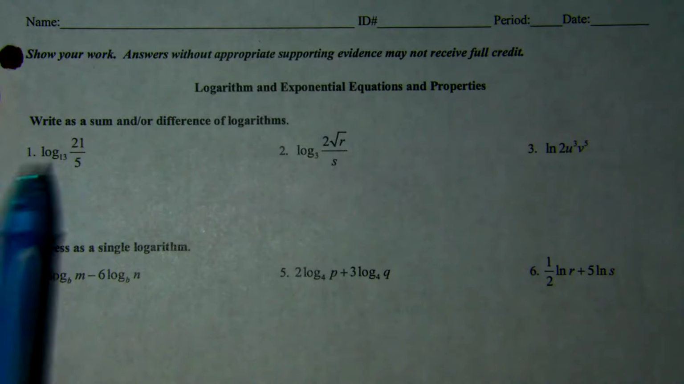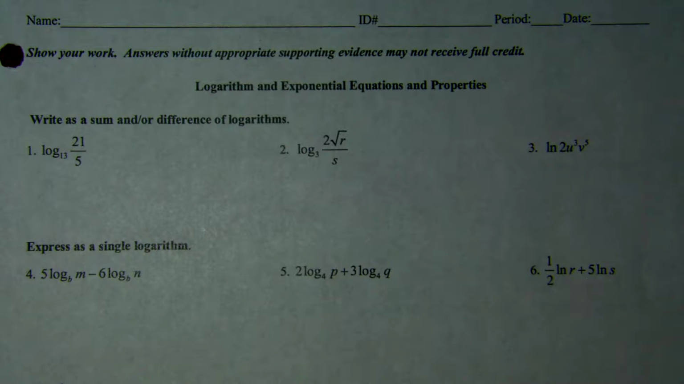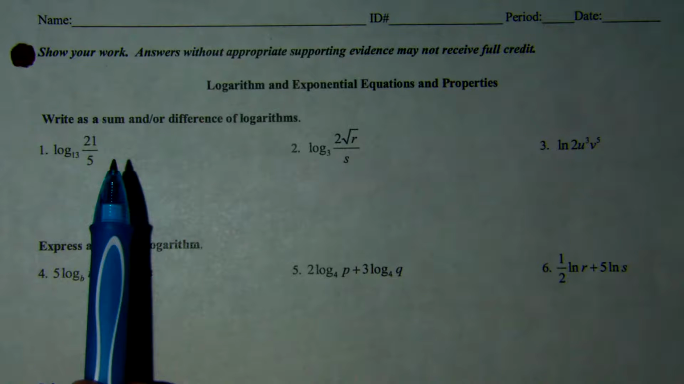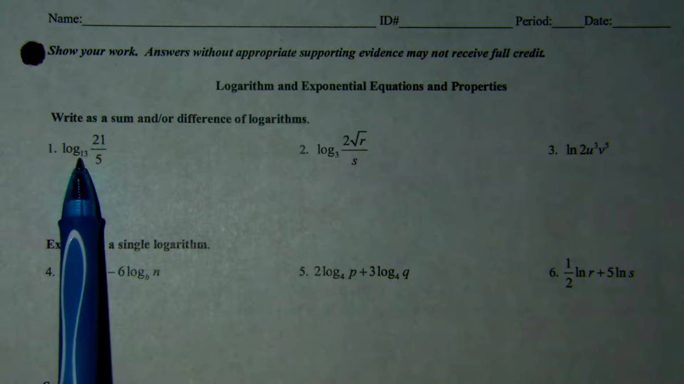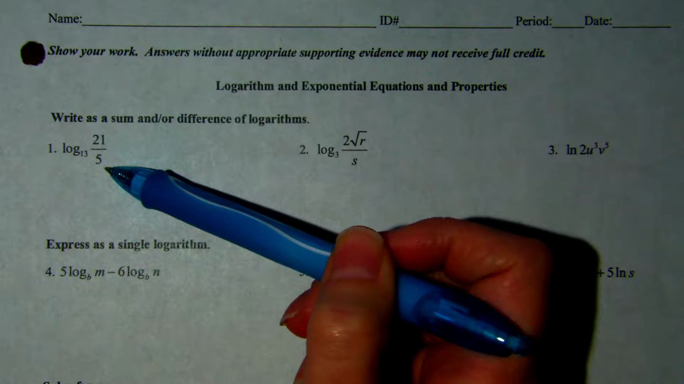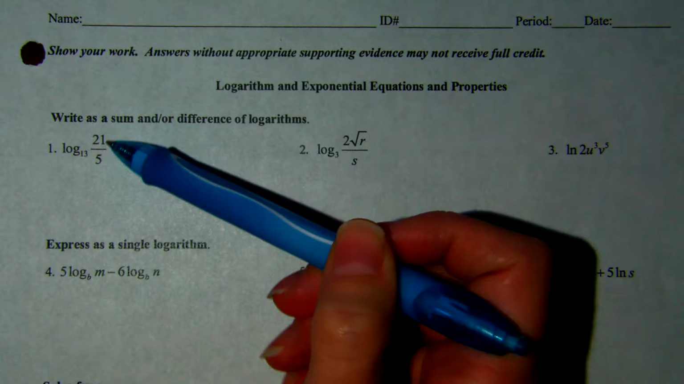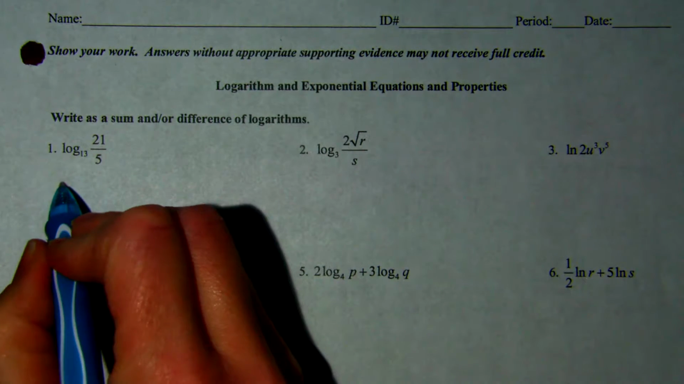Okay, so 1 through 3 want us to write as a sum and or difference of logarithms. And so what they want us to do is take this single log and break it apart into multiple logs. So we have a log base of 13, that doesn't matter. What's happening between the 21 and the 5 is division, which means that when I break it apart and write it as 2 logs, I'm going to be subtracting them.